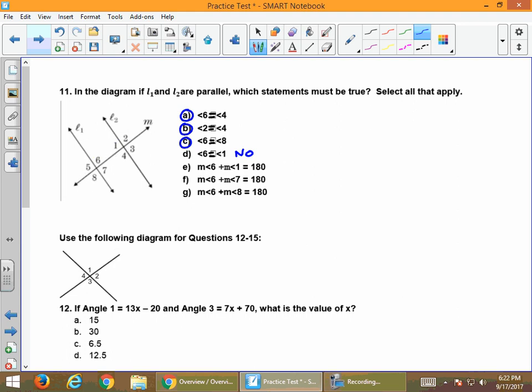But answer choice E, 6 and 1. There it is. 6 and 1 add up to 180. They are supplementary, same side interiors. 6 and 7 are a linear pair. So they are supplementary. And then 6 and 8 are vertical. They are equal. They do not add up to 180. They are not supplementary. They are equal to one another. So all of them, except D and G, are the only 2 that should not be circled in that one.